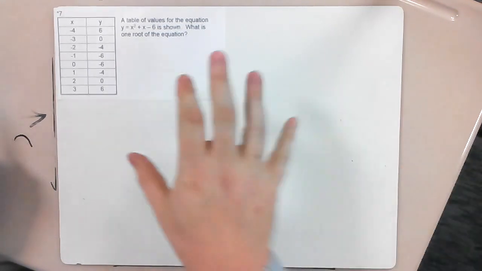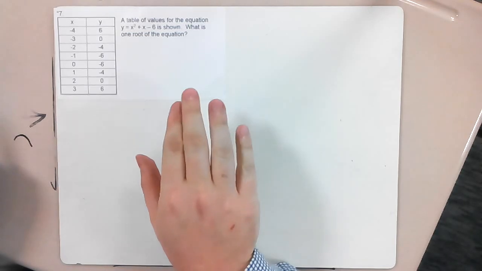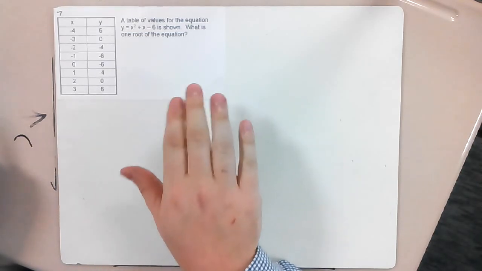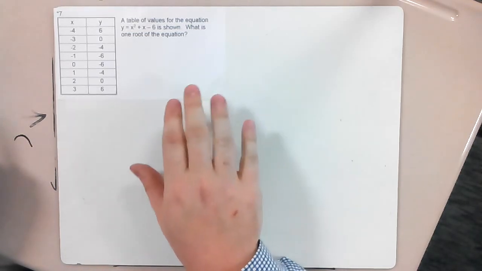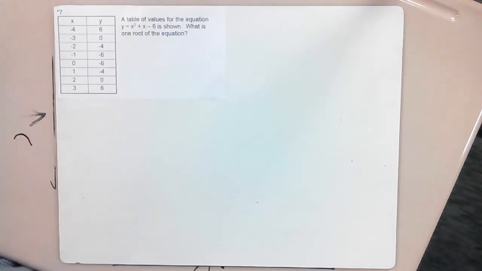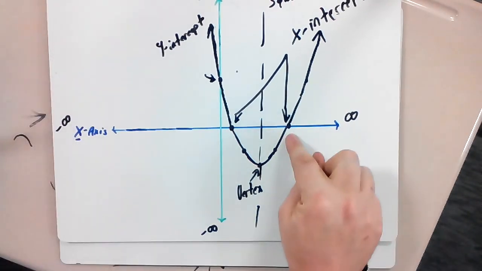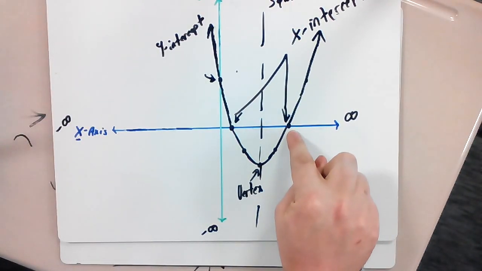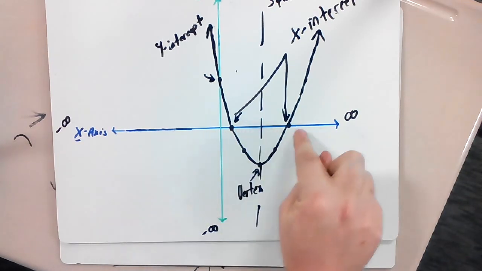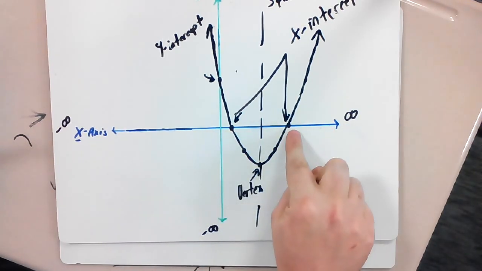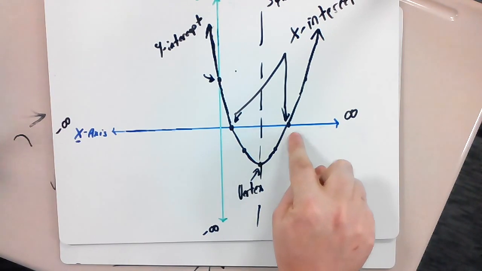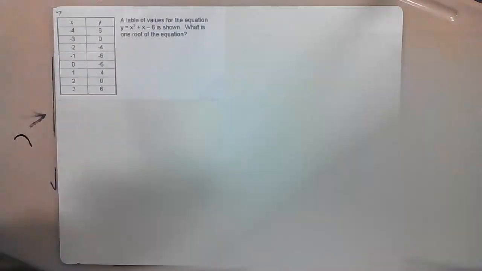Okay. So it says here the table of values for the equation y equals x squared plus x minus 6 is shown. What is the one root of the equation? Well, when we look back over here, I'm going to take a look at this one. This is an x-intercept, and y equals 0 here. So if we have y equals 0, that's where our roots are going to be.